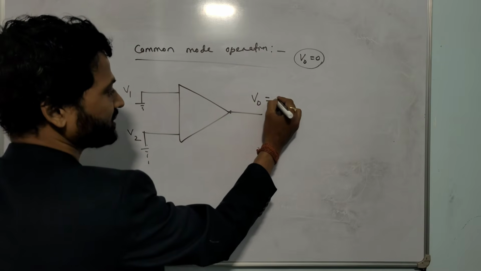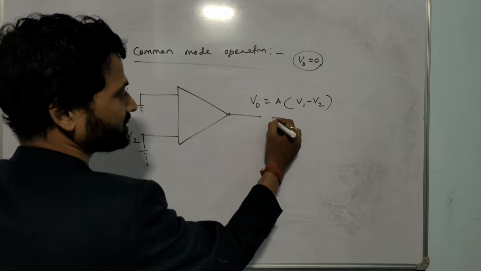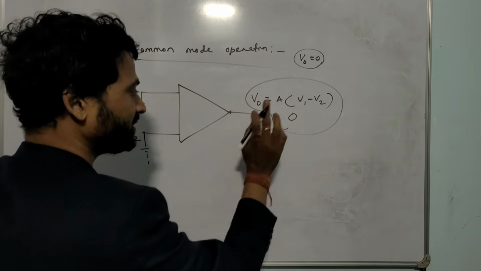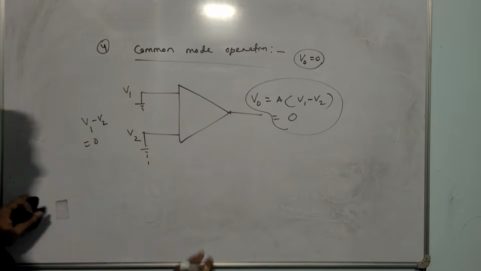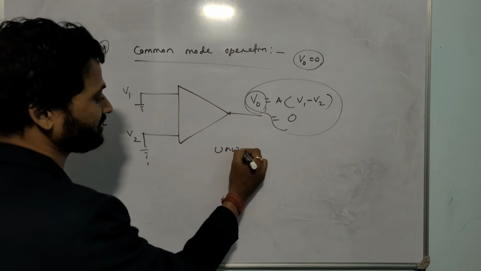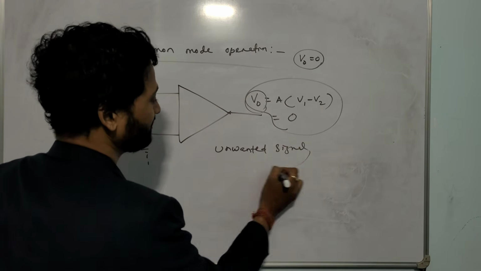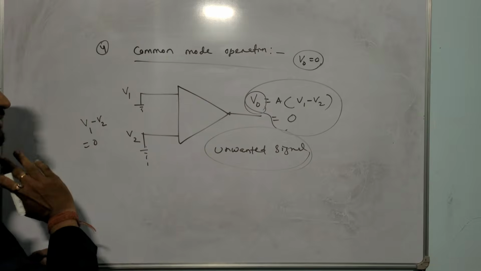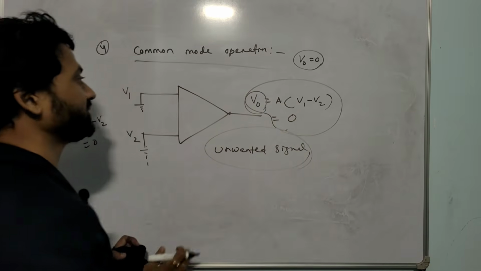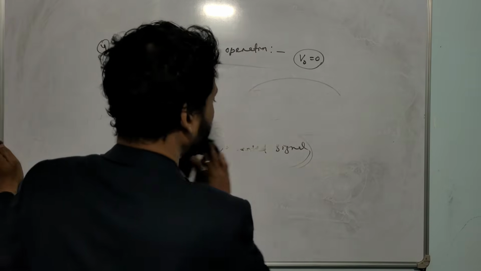So what is output voltage? Output voltage मैंने क्या बोला था, gain into difference in input voltage. Since input voltage 0, what is the output voltage? 0. बट ये आइडियल कंडीशन में, प्रैक्टिकल में ऐसा नहीं होता है। प्रैक्टिकल में आउटपुट वोल्टेज हैज सम वैल्यू ड्यू टू सम अनवांटेड सिग्नल इन इनपुट साइड, output will never be zero. It has some magnitude, it has some value. So that is common mode operation.